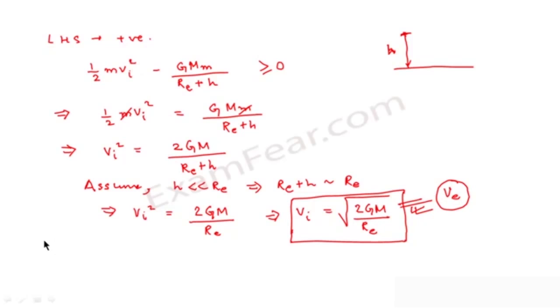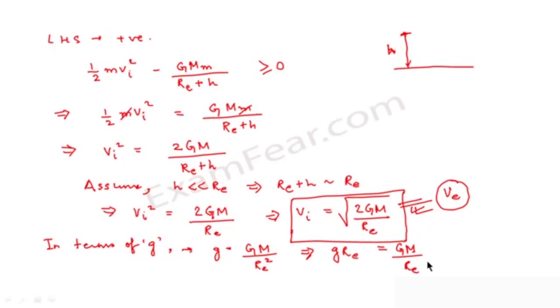Now we can also write escape velocity in terms of acceleration due to gravity, small g. How is small g related to capital G? Small g is nothing but capital G M divided by Re square. So we can say that g into Re is equal to capital G M divided by Re. So using this value in this expression, we can say that escape velocity is equal to root over 2 g Re. So this is the value of escape velocity.